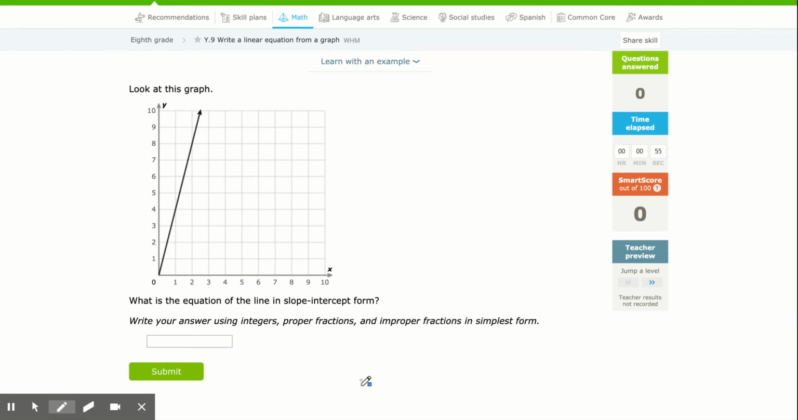Welcome. Today's lesson is just writing the linear equation in the form of y equals mx plus b, where m is our slope and b is our y-intercept, where we cross the y-axis. We're going to do that from a graph. So just remember, m is slope, which is rise over run.